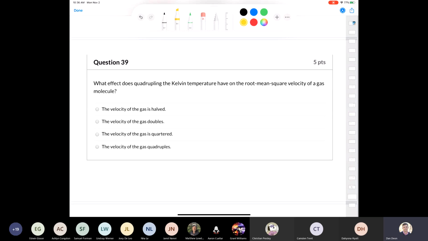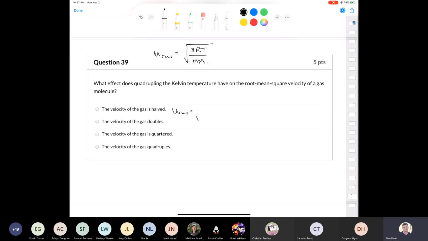Question 39. What effect does quadrupling the Kelvin temperature have on the root mean square velocity of a gas molecule? This is one of the formulas on your sheet, which is root mean square speed. Root mean square speed is equal to the square root of 3RT over molar mass. And so what's going to happen if I quadruple the temperature? Well, that would be like doing this.